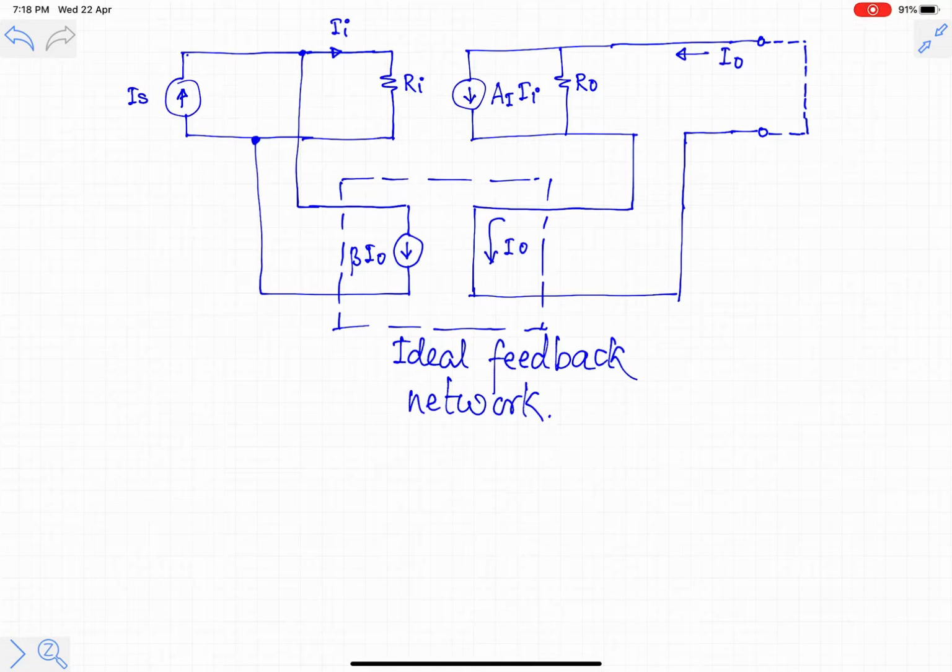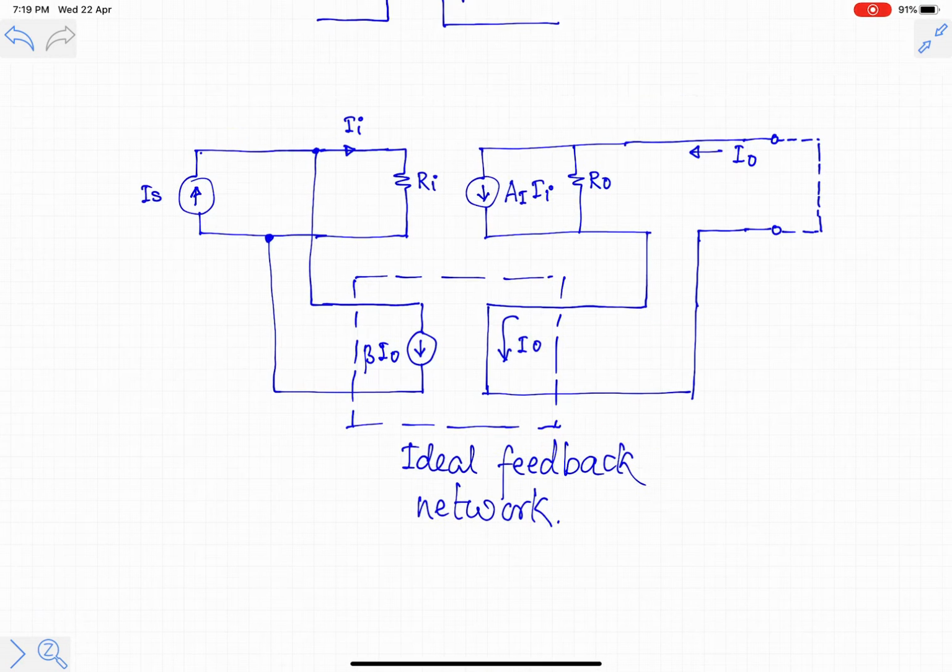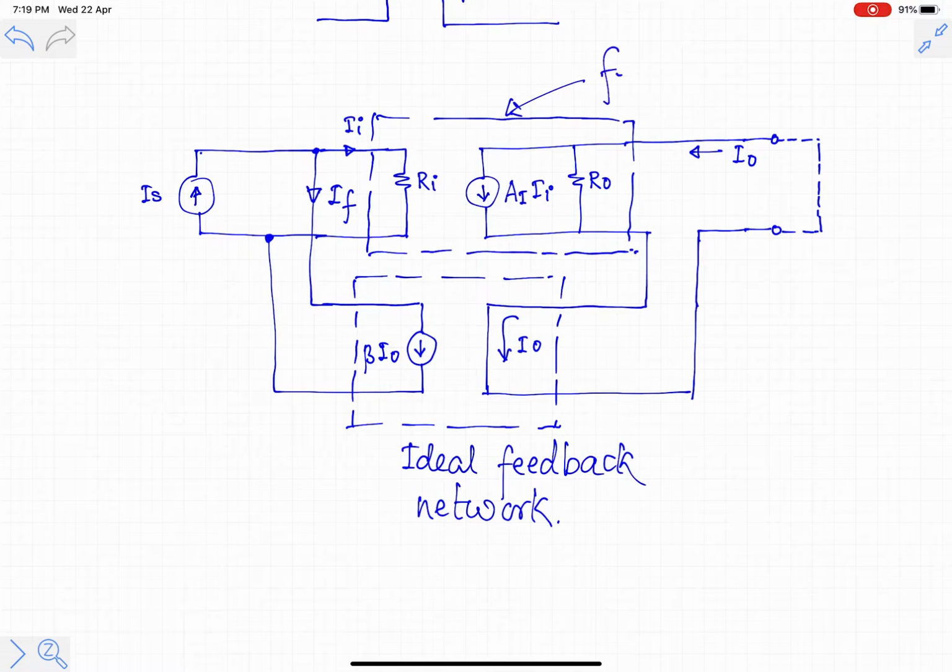With zero input impedance and infinite output impedance, this current is IF. So II is equal to IS minus IF, so voltage subtraction takes place. While this part is the feed forward amplifier. This is the feed forward amplifier.